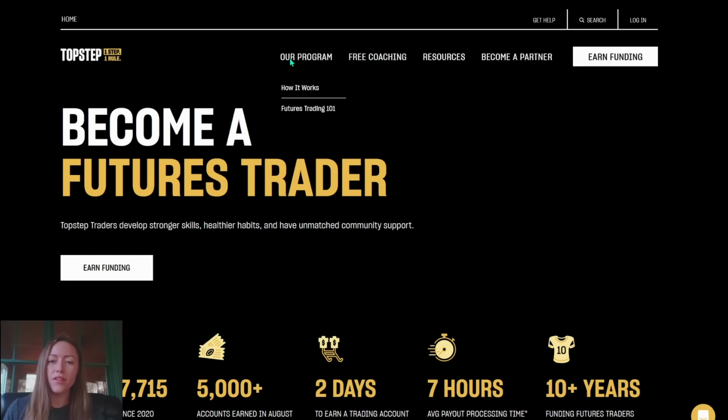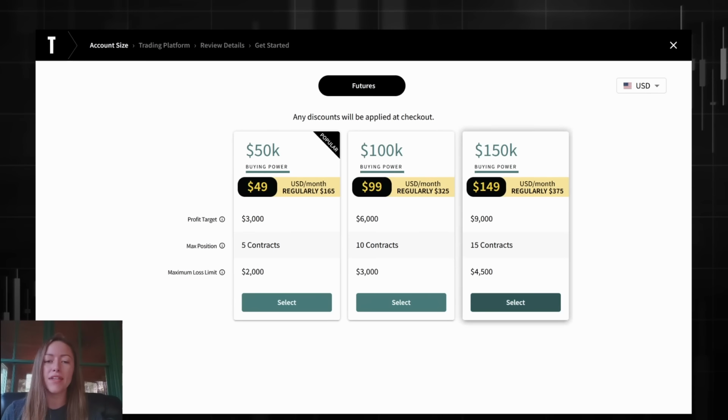But let's go over earned funding, how much they cost. So they're not as cheap as Apex. You can see it's $49 for a 50K account, where Apex was on sale for like $33. But like I said, they're not as strict when it comes to the rules that you need to pass in order to earn funding. So this is another one you might want to look at.